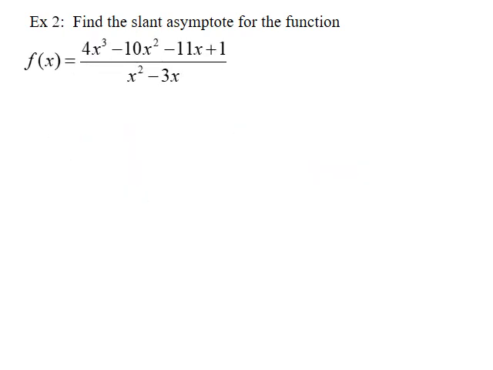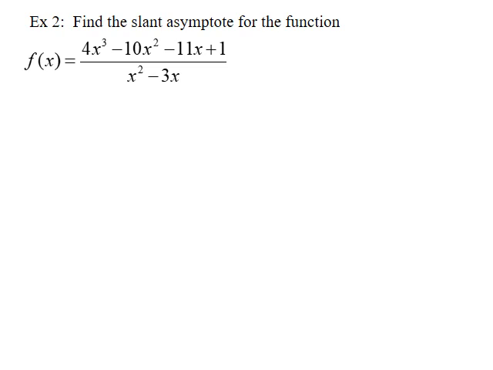Let's look at a second one. And like I said, after this one, we're going to move on to something else. These aren't very popular, but I want you to be able to see it in case it ever shows up as another topic you have to cover. What if you're given (4x cubed minus 10x squared minus 11x plus 1) over (x squared minus 3x)?